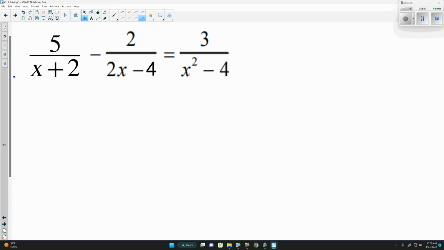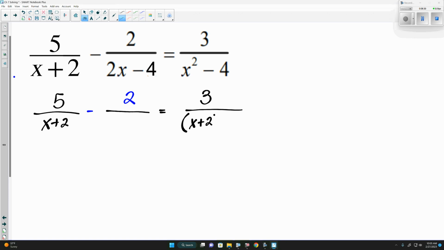Now this one here looks very similar to the last one, but there's a few things that we need to do before we get started. One of them is going to be factoring the denominators. Because we have x squared minus 4 just like the last one, and it'll factor to x plus 2 and x minus 2. How can we factor the 2x minus 4? We can factor a 2 out, which will give us x minus 2. What can we do next?